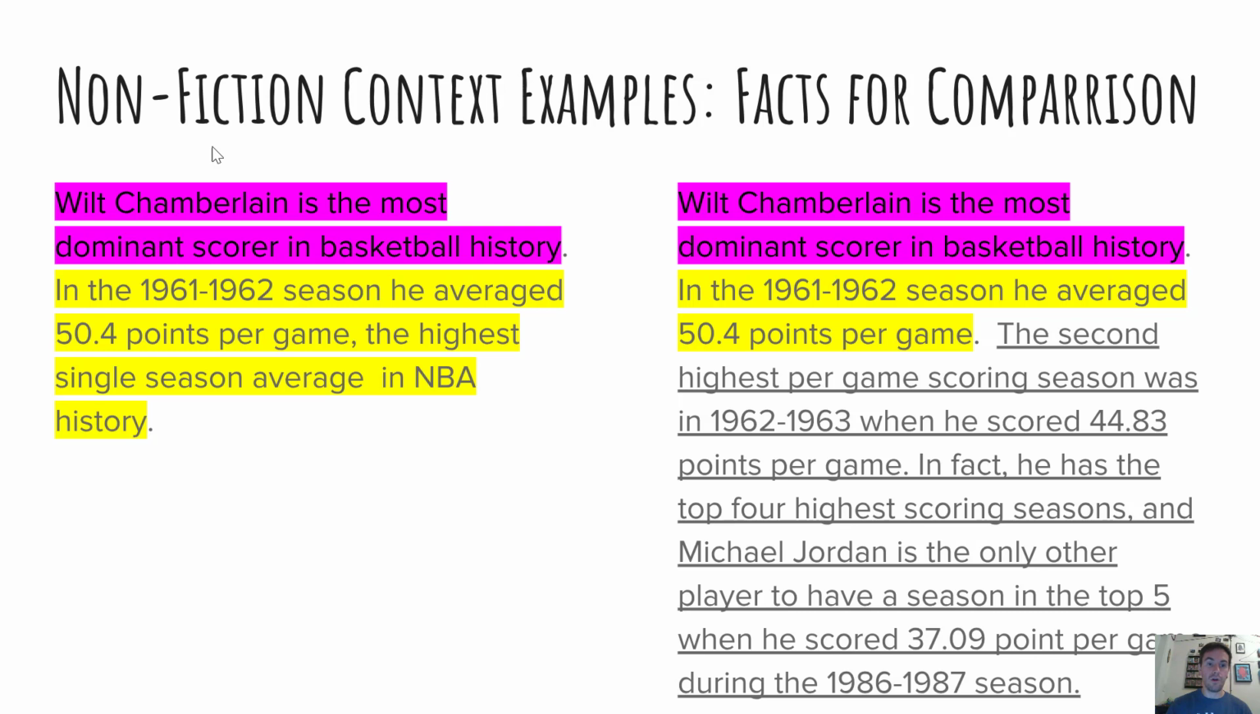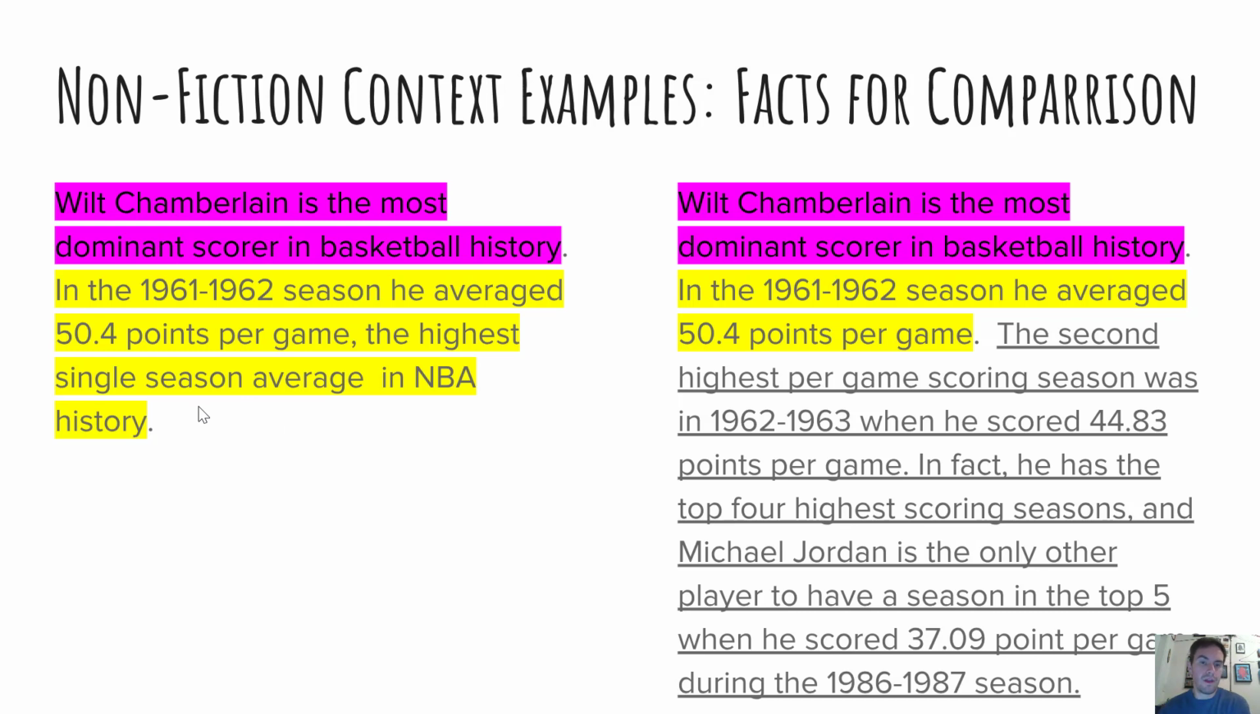So this one has no context. Wilt Chamberlain is the most dominant scorer in basketball history. That's the point. It's a great piece of evidence. In 1961-62, he averaged 50 points a game, the highest average in NBA history. So here it supports that he's a great scorer because he has the highest average ever.